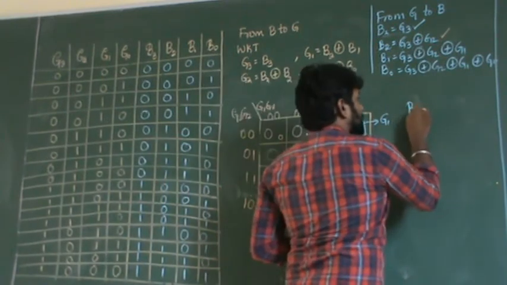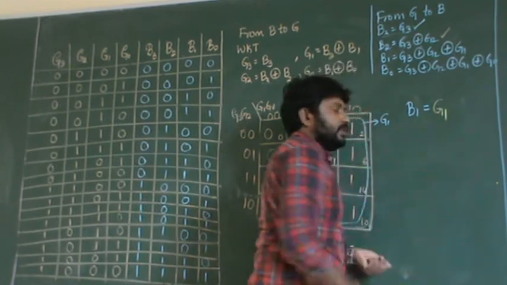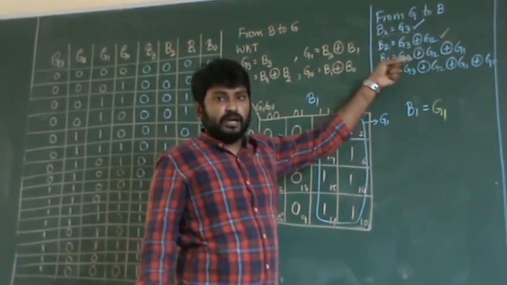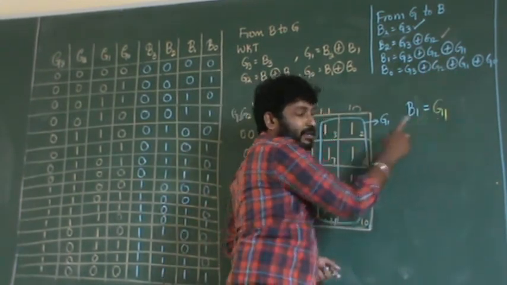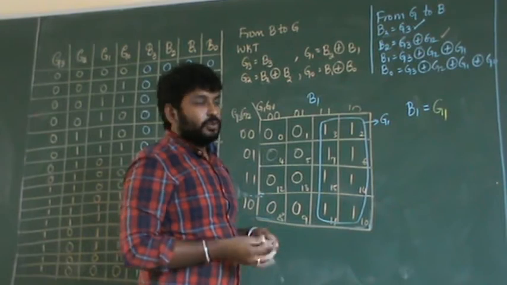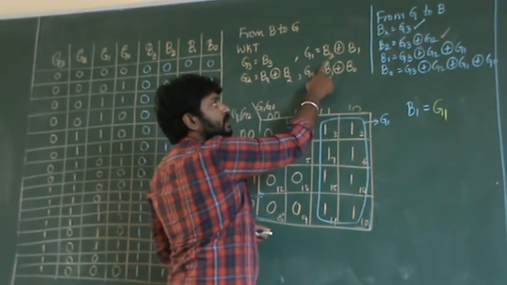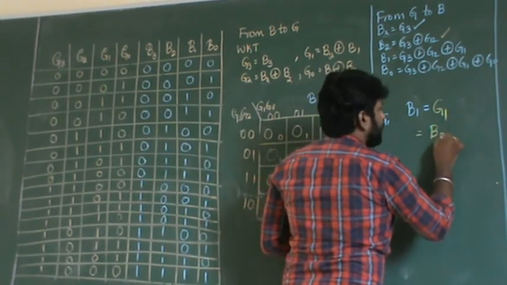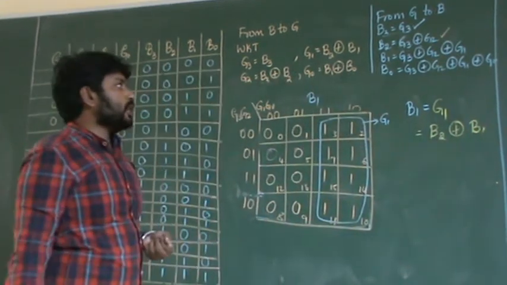So now I will just explain once again. So B1 is equal to what? B1 is equal to G1 you are getting. Okay, B1 is equal to G1. But what is the value you want actually? See, the expression is G3, G2, G1. But you are getting only G1. So now again what do I have to do? Again I have to look into the previous concept. What is G1? G1 is nothing but B2 XOR B1.